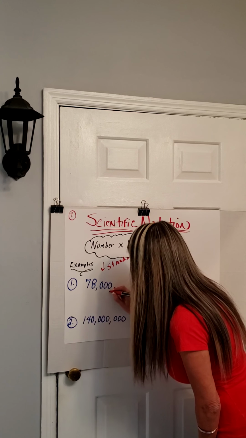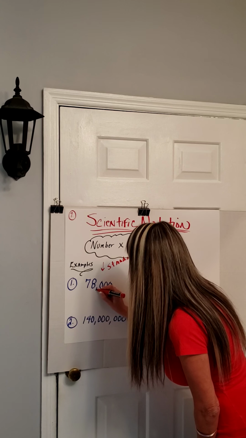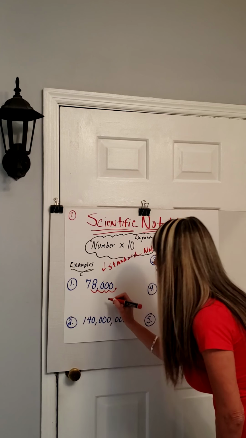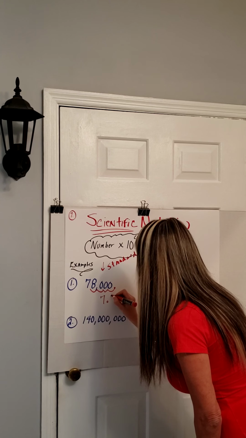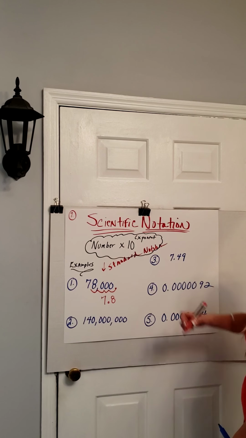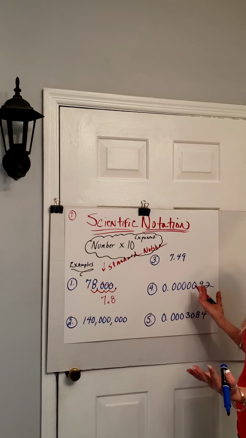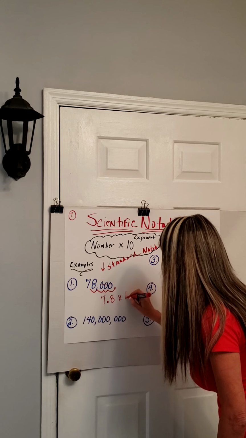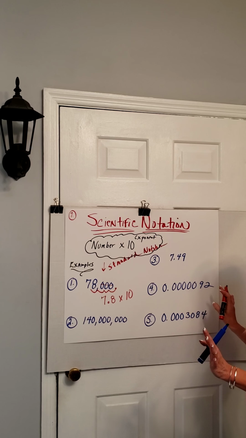We're going to go 1, 2, 3, 4. 4 places, right? We're going to rewrite this number as 7.8. We're going to drop off those zeros because that's what we're doing. We're going to replace those zeros with a base of 10. So it's always going to be times 10.